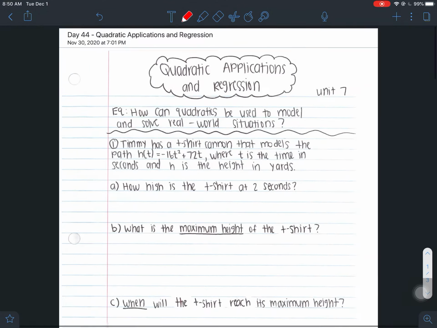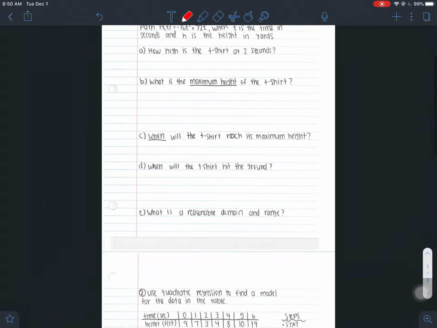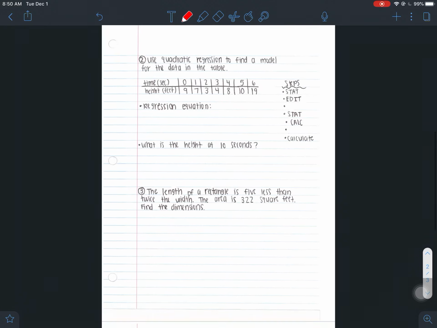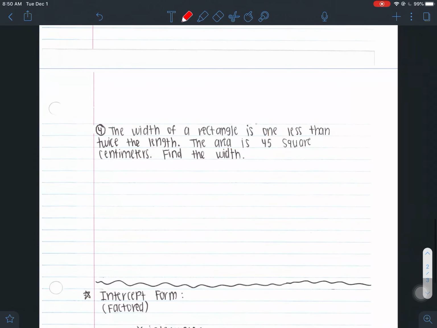So we're going to be going through a variety of problems here. We're first going to go over one where we're talking about a modeling equation, using the equation given and then using our graphing calculator to help us. In the second problem, we're actually going to be using quadratic regression, which is super similar to linear regression. We learned it in Unit 4. And then we're going to use our graphing calculator to help us find the dimensions of a rectangle, and then also find another problem where we're finding the dimensions of the rectangle, except we're just finding the width.